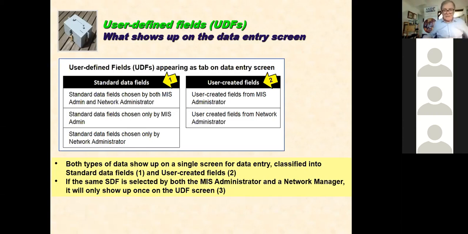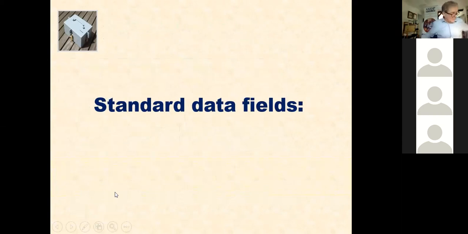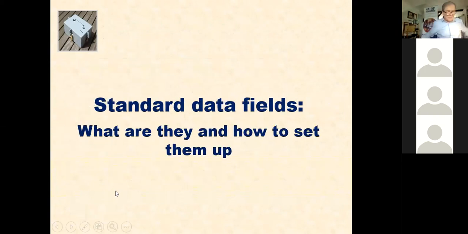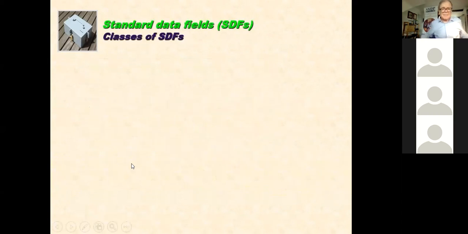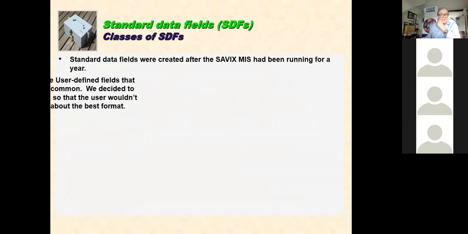Okay. Now let's just take a look at how we set standard data fields. What are they and how to set them up? Let's go into some detail here. Standard data fields, let's go into the history. Standard data fields were created after we'd been running the Savix MIS for a year. There were no standard data fields, only user-defined fields.